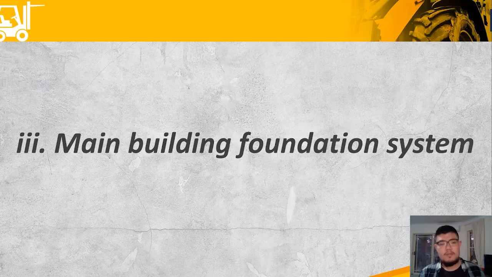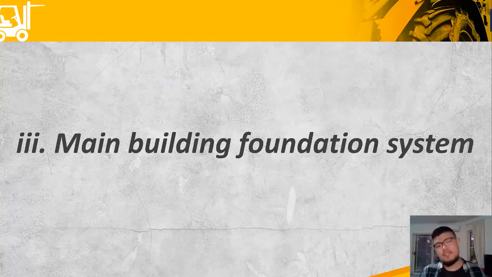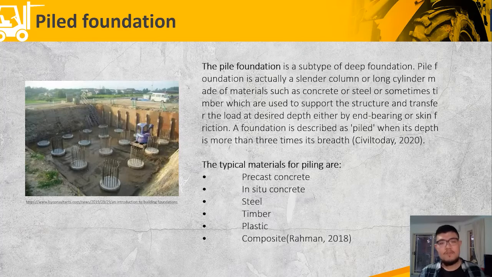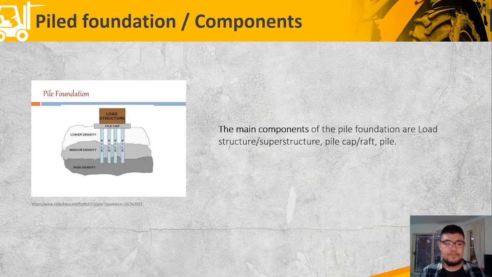So the third main component is the main building foundation system. And the first one is the pile foundation. The pile foundation is a subtype of deep foundation. A pile foundation is actually a slender column or long cylinder made of materials such as concrete or steel, or sometimes timber, which is used to support the structure and transfer the load at desired depth, either by end bearing or skin friction. The typical materials for piling are precast concrete, in-situ concrete, steel, timber, plastic, and composite.